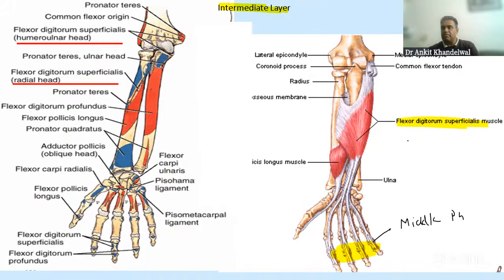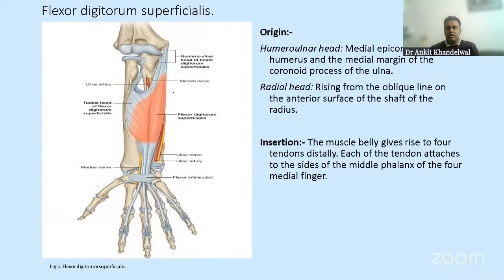And FDS is supplied by which nerve? It's quite a big muscle, a huge muscle. You can see how much spread out it is, because it ultimately divides into 4 tendons. So remember, this is an intermediate layer. Okay, just an example over here, just for the explanation.